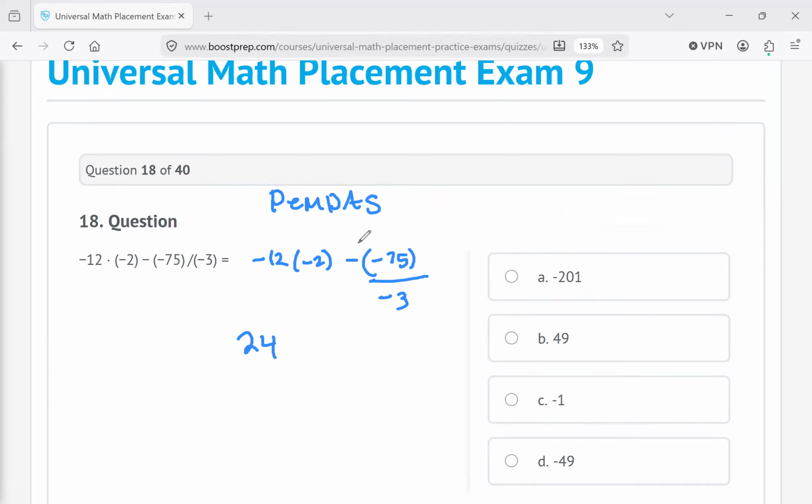I think that's it for multiplication. Do we have a division? Yes. Negative 75 divided by negative 3 is 25, right? Negative 75 divided by negative 3 is positive 25. And then you have this extra minus, so bring that down. Then addition? No. We have subtraction, yes. 24 minus 25 is definitely negative 1. Here we go.